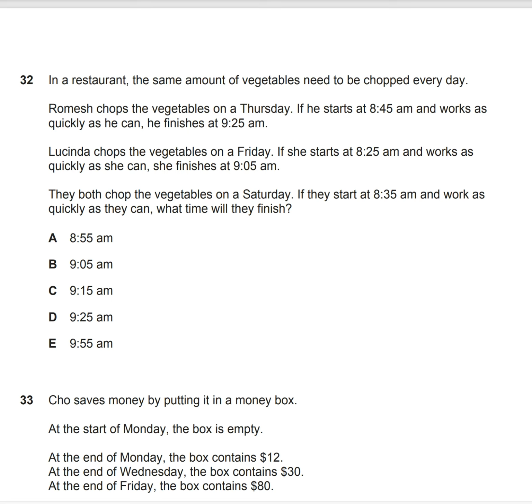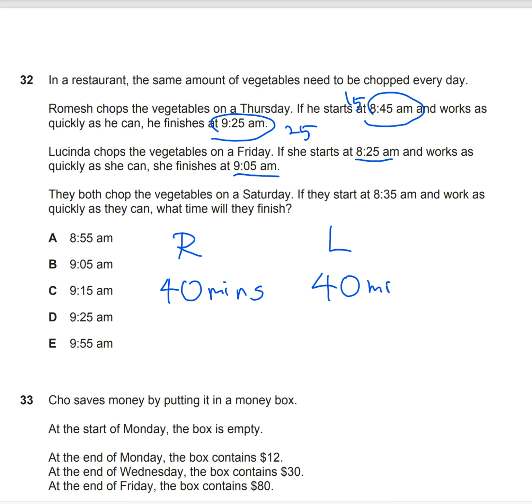Okay, so let's see how long it takes both of them to chop the veggies. Ramesh, it'll be from 8:45 to 9:25, which is, let's say, 15 minutes until 9, and then 25 more minutes, which takes 40 minutes. For Lucinda, she starts at 8:25 and finishes at 9:05. So it'll take her also 40 minutes. So they actually take the same amount of time.